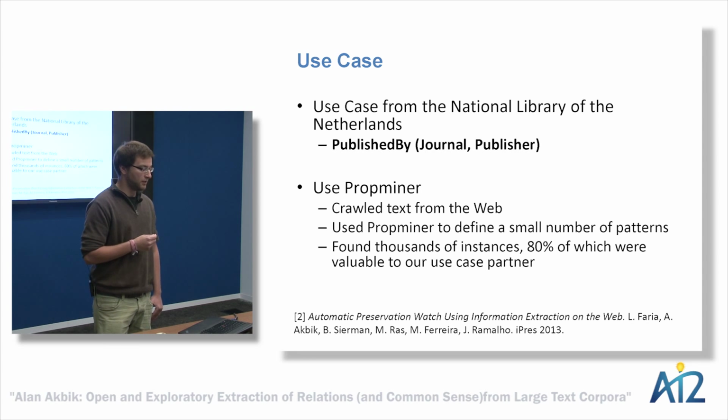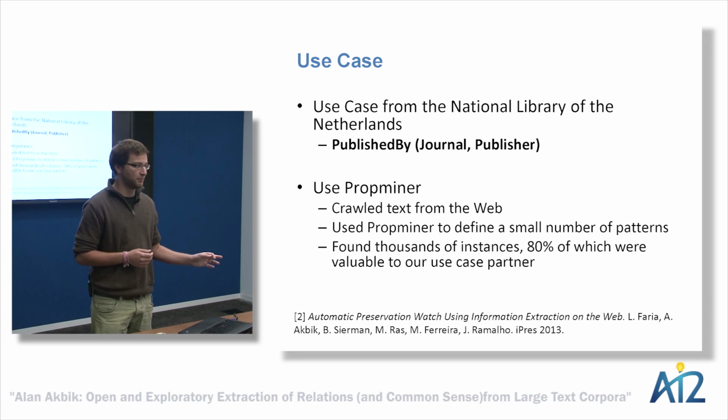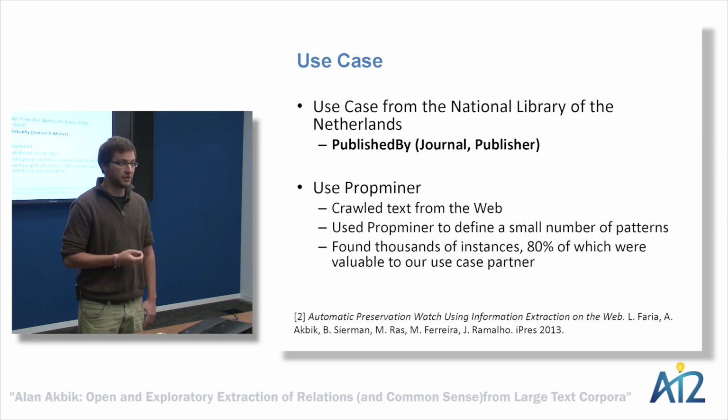So we used this tool to build an extractor for them. And this really is textbook information extraction, right? You have a customer that wants one specific type of information. We build an extractor, run it on the web, and give them the data. So we crawled a bunch of text from the web for this domain. I used PropMiner to define a small number of patterns, like X is published by Y, X is the publisher of Y, and so on and so forth. And we found thousands of instances, many of which were useful to our partner.